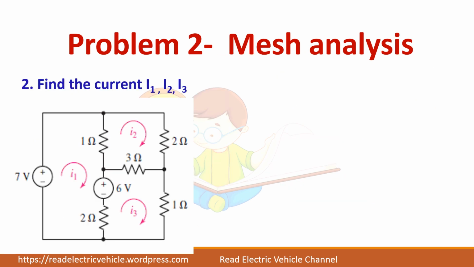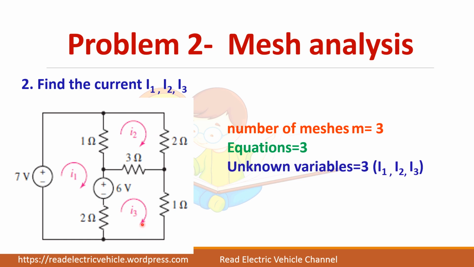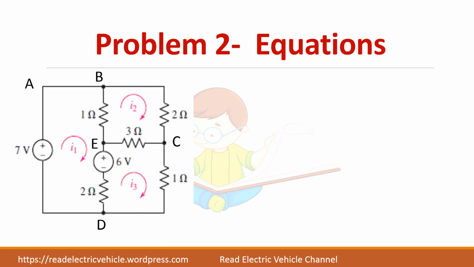Now let us solve another problem with 3 meshes. So in this case you have I1, I2 and I3. So three meshes are here, so you need three equations to find the values of I1, I2 and I3. Now first identify the meshes and mark the current directions I1, I2 and I3, and then mark the points A, B, C, D, E. Okay. Now you take one loop at a time.